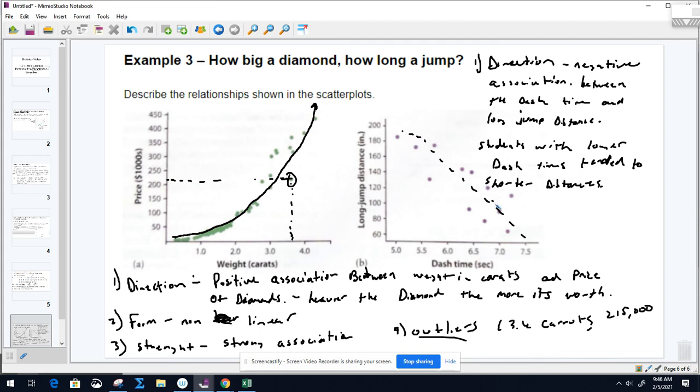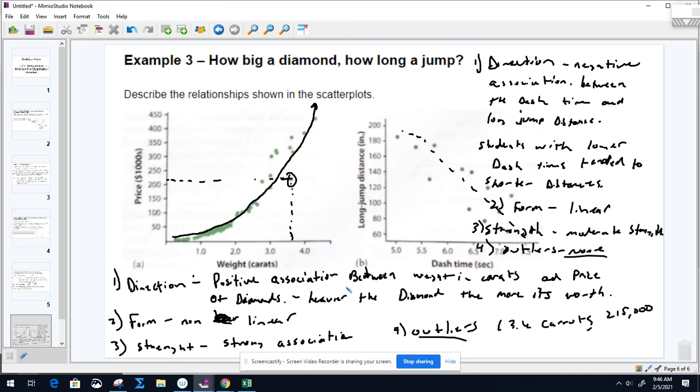So the second thing is the form. I would say that this right here is linear. This is a linear form, because it follows a straight line. What's the strength? I would say this is moderate, because the points are somewhat formed, so the association has moderate strength. And then are there any outliers? There really don't appear to be any that are way off the beaten path there. So the fourth thing is outliers, and I would say none.